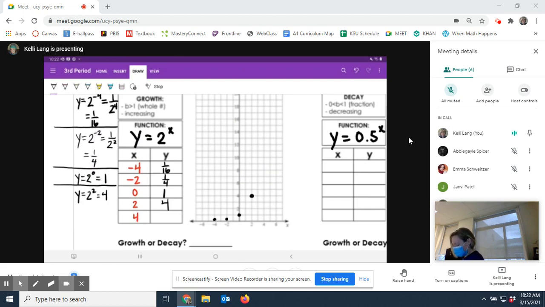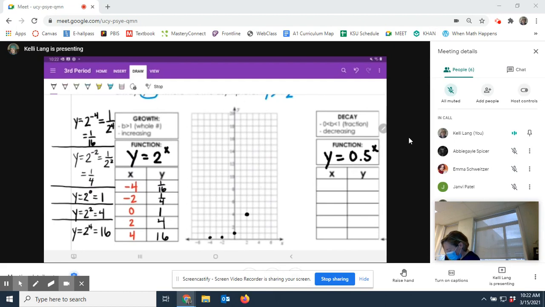And last but not least, we're going to plug in 4. So we get y equals 2 to the 4th, which is 16. So that'll give us the point 4, comma 16. Which is all the way up here. Notice how fast our numbers are getting bigger, right? We go from 1 to 4 to 16. They really jump up there.